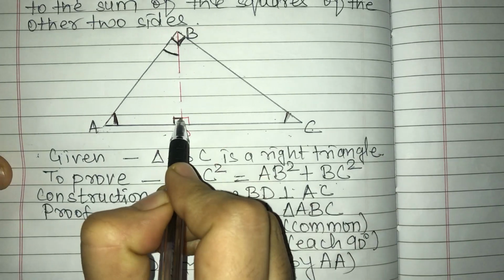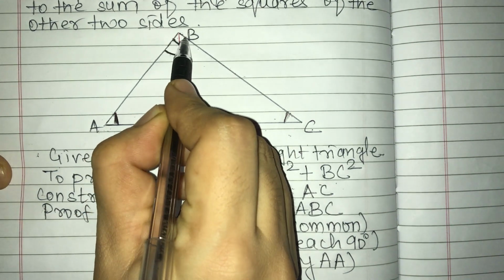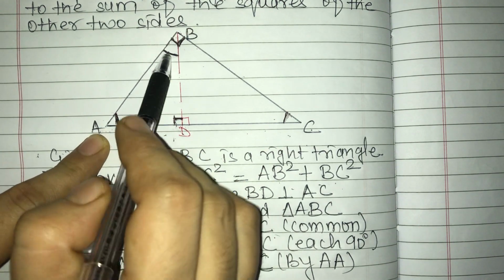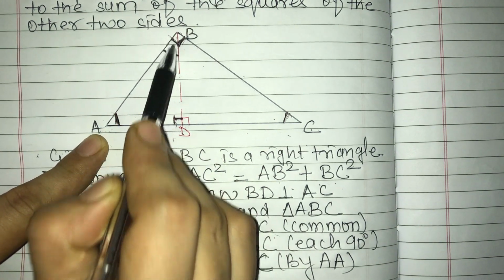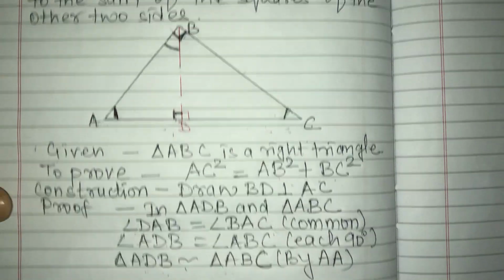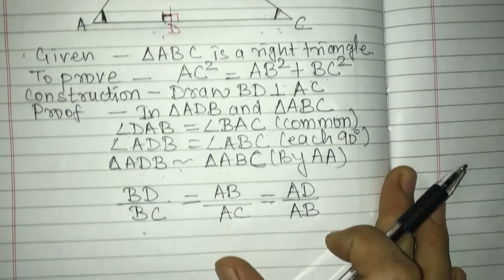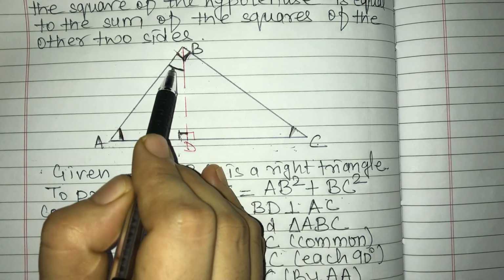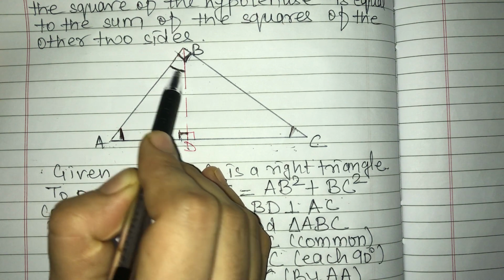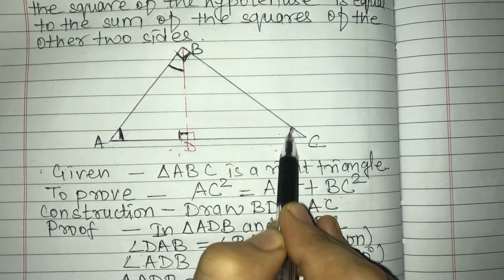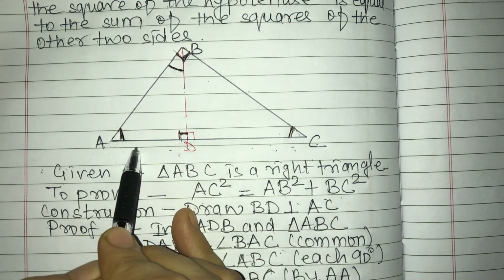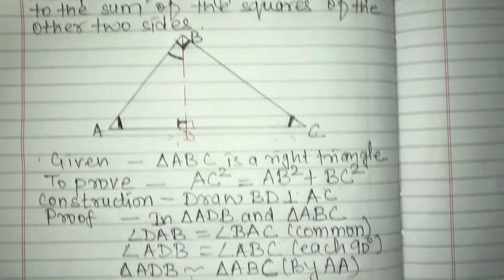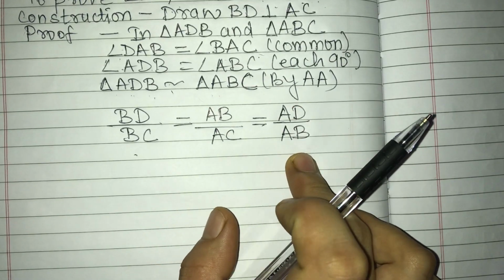Now this right angle is equal to this right angle. So the side opposite to this right angle is AB, and the side opposite to this right angle is AC. So we have AB upon AC. And the last angle in these two triangles which are equal is this angle equals this one. So the side opposite to this angle is AD, and the side opposite to this angle is AB. So we have AD upon AB.